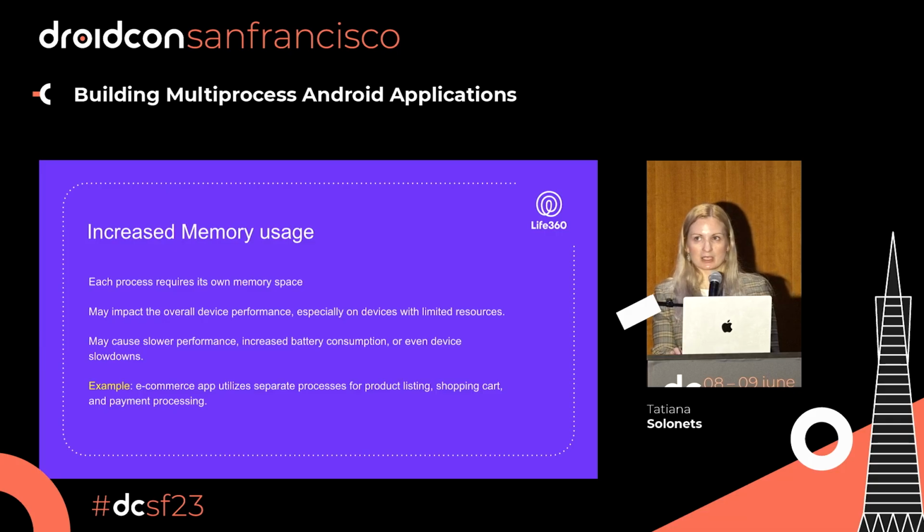An example of an application where this could happen is an e-commerce app, where you want to move product listing and shopping cart into different processes. It just makes no sense to do that. There's no reason to do that. You're just going to duplicate the data and you gain no benefit from it.